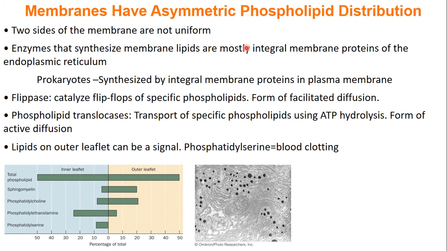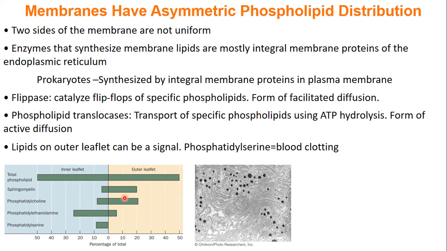Now, when we look at membranes, we'll see that each side of the membrane has different phospholipids. And the enzymes that do that in humans, eukaryotes, are in the ER, the endoplasmic reticulum. Prokaryotes do that in the plasma membrane. Now, everything's made inside the cell, yet we have different phospholipids on the outside. So how do we do that?